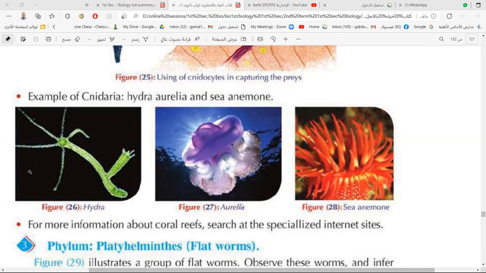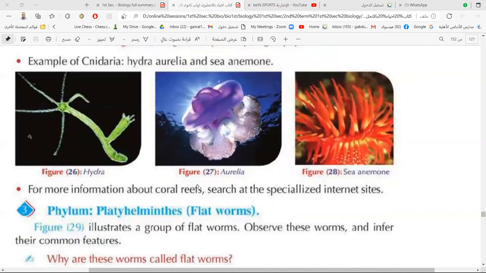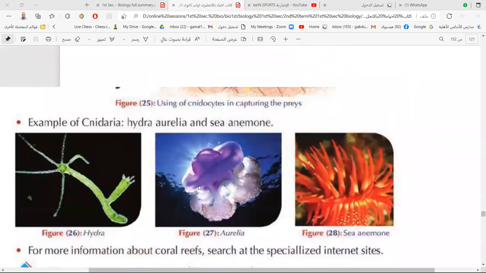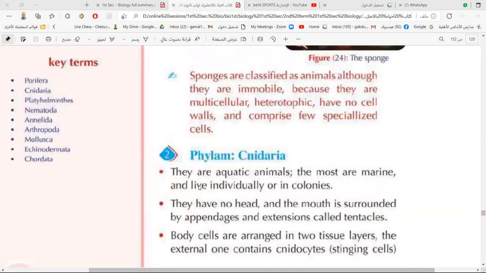And the Aurelia is very famous for stinging people. When you are swimming in the sea, maybe some Aurelia stings you in your leg, making a very big injury, like an electric injury. A very strong sting in the legs of the swimmers in the seas. This is the Aurelia, which is from phylum Cnidaria. شعبة اللاسعات, phylum Cnidaria.